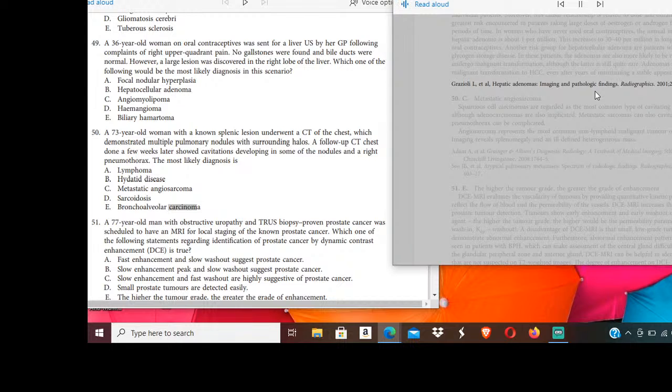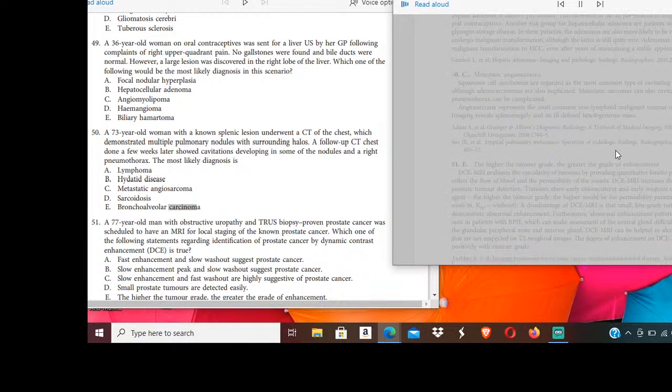2001, 21:87-94. 50. C. Metastatic angiosarcoma. Squamous cell carcinomas are regarded as the most common type of cavitating metastases, although adenocarcinomas are also implicated. Metastatic sarcomas can also cavitate, and a pneumothorax can be a complication. Angiosarcoma represents the most common non-lymphoid malignant tumor of the spleen. Imaging reveals splenomegaly and an ill-defined heterogeneous mass. Adam A, et al. Grainger and Allison's Diagnostic Radiology, a textbook of medical imaging. 5th ed.